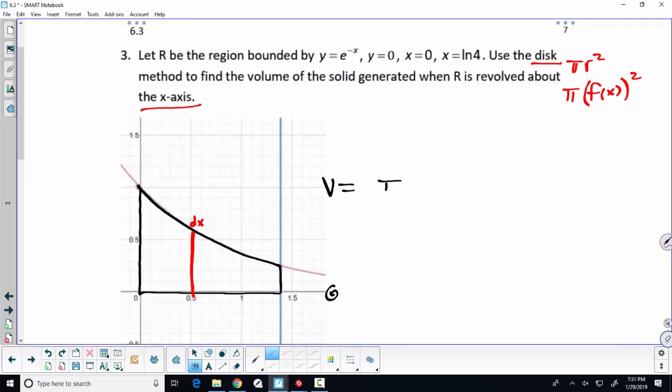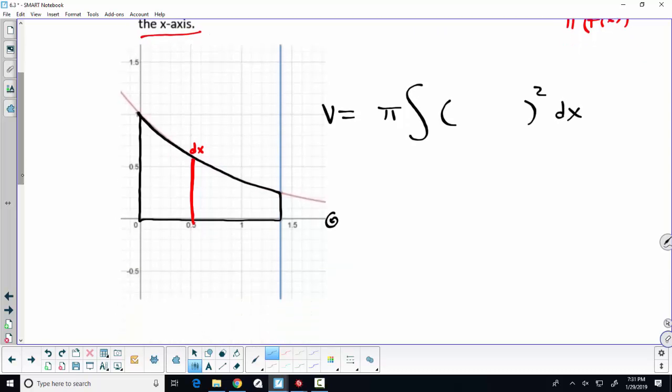Since it's a disk, the volume is pi r squared. What's our radius here? We're taking that and revolving it around the x-axis. When we revolve that specific piece around, we generate that circle. So the radius would just be top minus 0? Yeah, the radius is just the top minus 0, because from here to here is the radius of that circle.